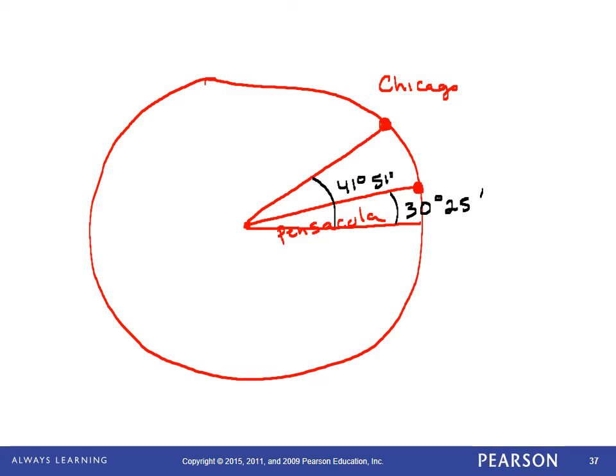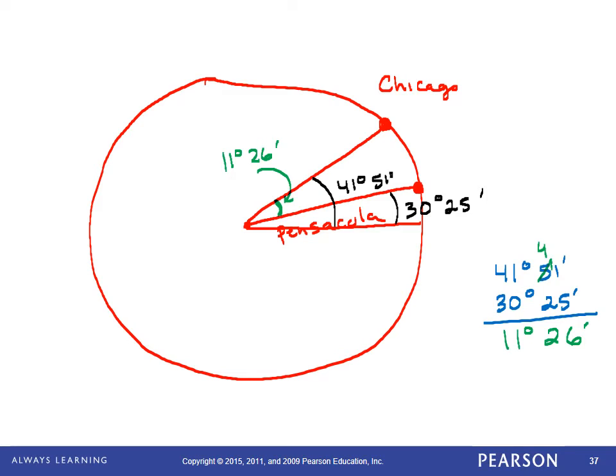So now the question is, what is the angle in between? All right, so yes, we have to subtract. So big subtract small here. So 41 degrees 51 minutes, subtract 30 degrees 25 minutes. Let's see, got to borrow, of course, here. So 11 minus 5 is a 6. 4 minus 2 is a 2. Again, 1 minus 0 is a 1, and 4 minus 3 is a 1. So 11 degrees 26 minutes puts us right there.